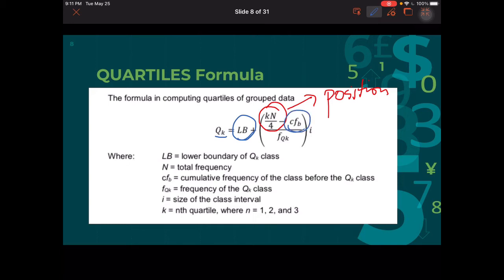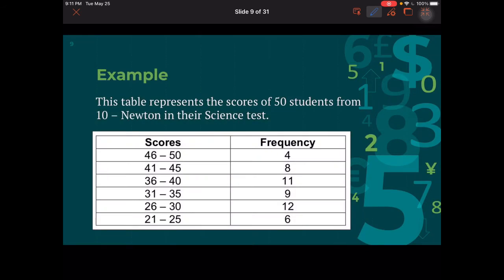Si CFB, siya po yung cumulative frequency before the class. Kaya siya, sorry for the noise, kaya siya CFB. It's cumulative frequency before the class. And then, you have your FQK, which is the frequency of the class itself. And then, your I is your size of the class interval. Okay? So, now that we've broken that down, we are going to apply it using this example.